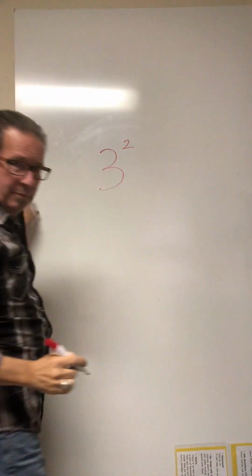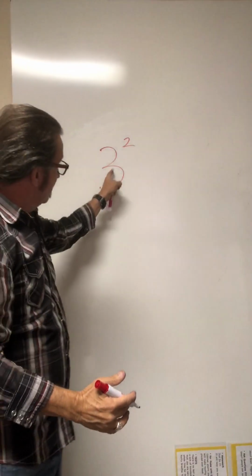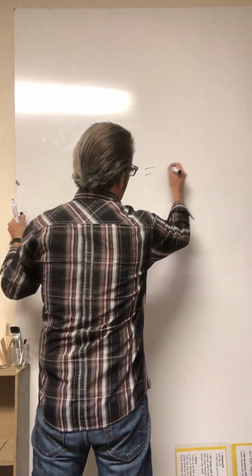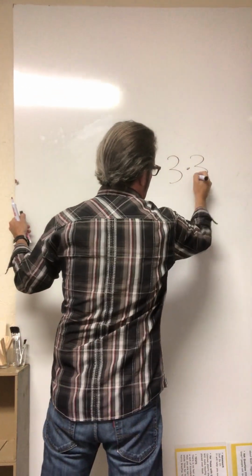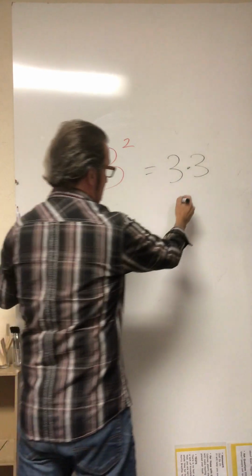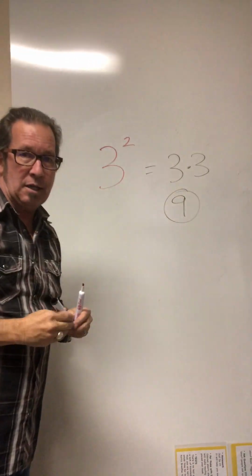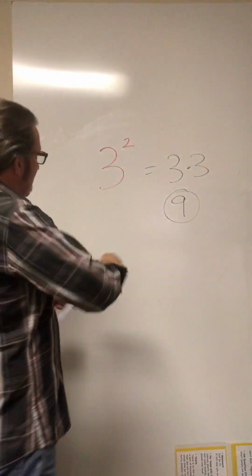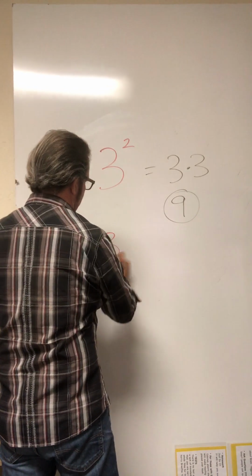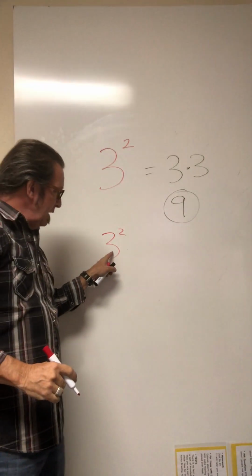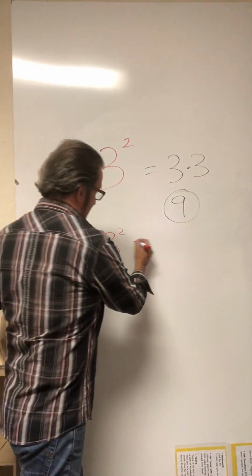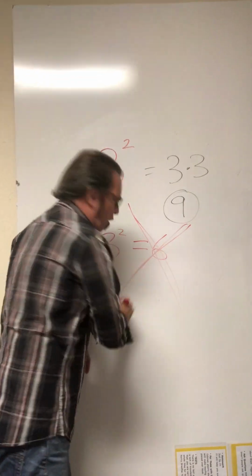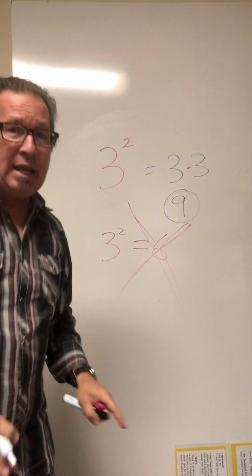3 squared, right? And we know that means 3 times 3, and our correct answer is 9, right? There's our correct answer. The mistake kids make is this. Don't make this mistake. They go, oh, 3 squared, and they think 3 times 2 is 6. Is that right? No, that is wrong. It's wrong. Don't do that. It's a trap.